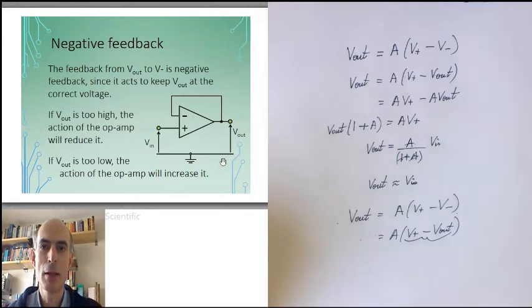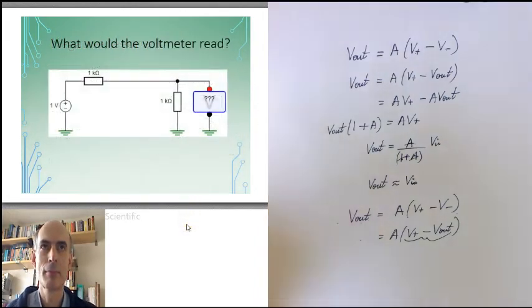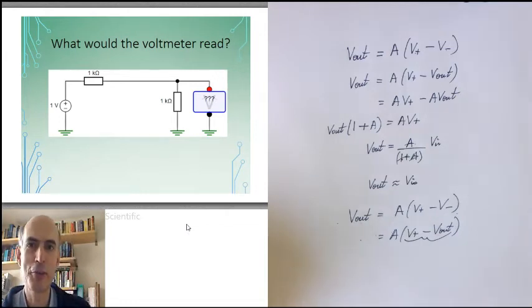At this point, you might be wondering what the point is of an amplifier if all it does is give you an output voltage which is equal to its input voltage. Why bother having an amplifier there at all if it doesn't change the voltage? Well, consider this. What would the voltmeter read in this circuit? And you've probably identified this by now.